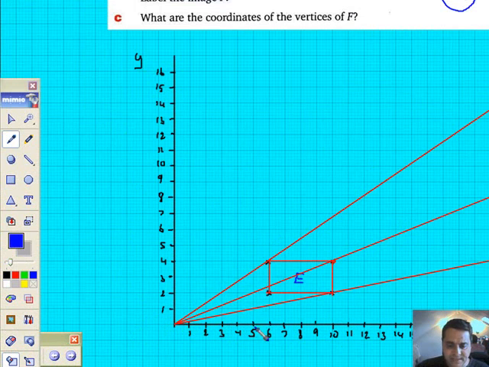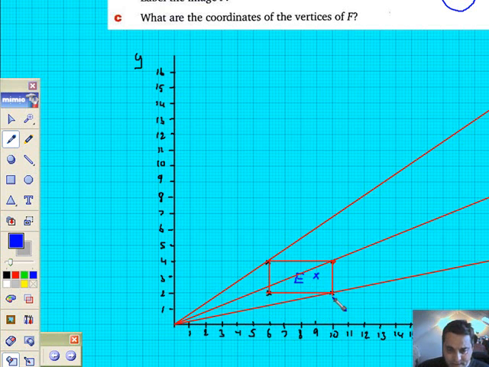Now 1.5 times 6 will be 9 across, and 1.5 times 2 for the y-axis will be 3. So I should end up with 9, 3. Let's just check it again. 6 times 1.5 is 9, and 2 times 1.5 is going to be 3. So 1, 2, 3. Leave that there for now.